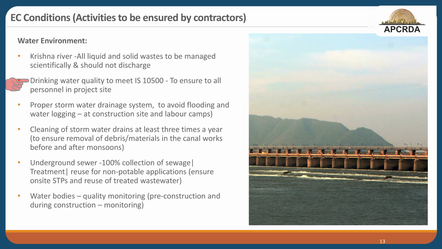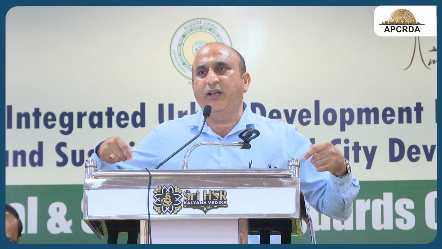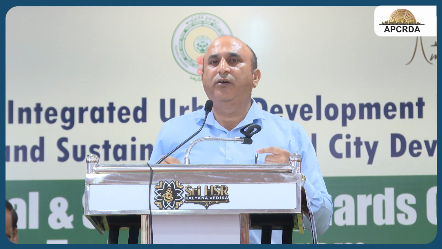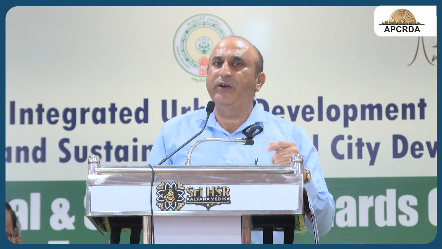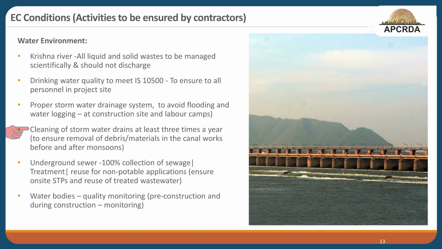And we also need a proper storm water drainage system, which includes flood mitigation measures. Wherever we have a periphery of our project activity, we need to make an outer drain which can accommodate a flood if it occurs, or water from high precipitation. And the storm water drain must be cleaned at least 3 times, pre-monsoon, during monsoon and post-monsoon seasons.